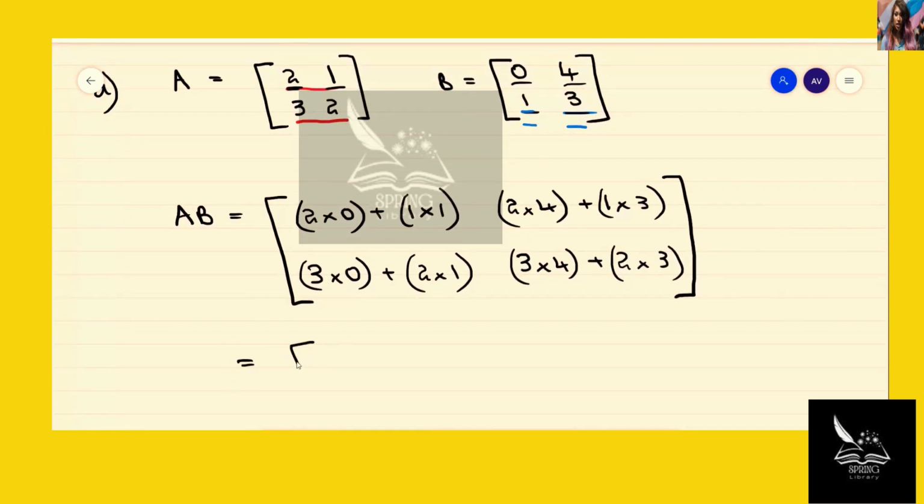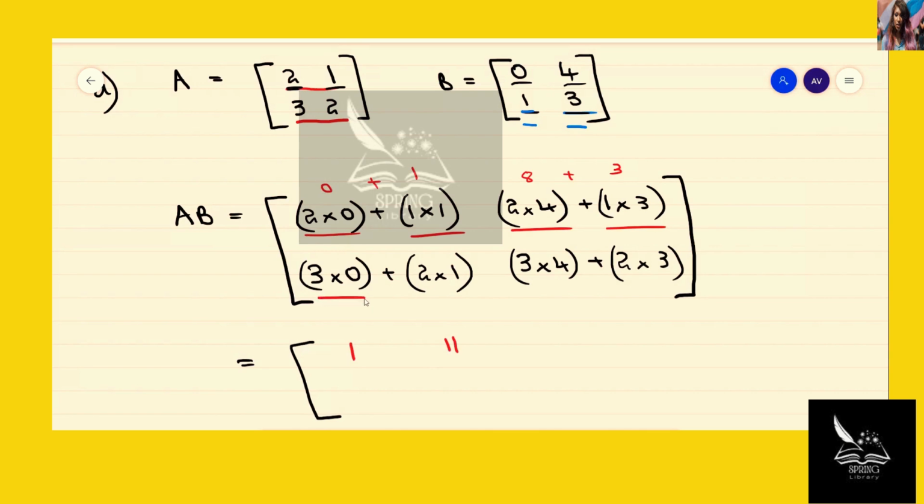So you can solve this now. 2 times 0 is 0. 1 times 1 is 1. So 0 plus 1 gives us 1. 2 times 4 is 8. 1 times 3 is 3. 8 plus 3 is 11.